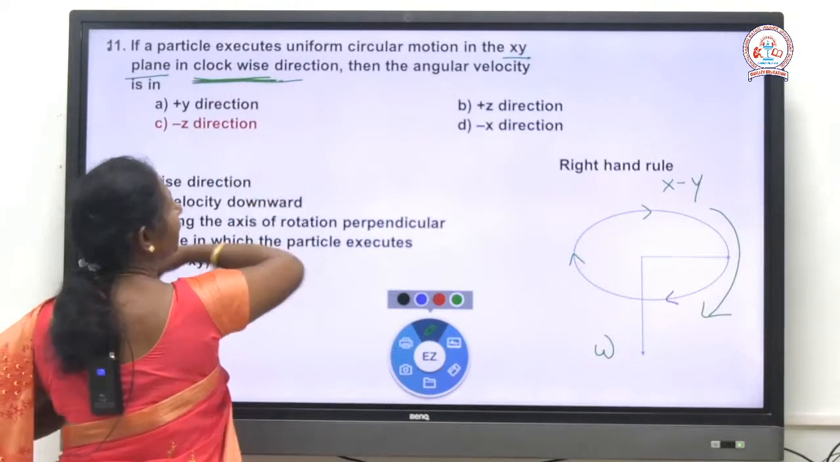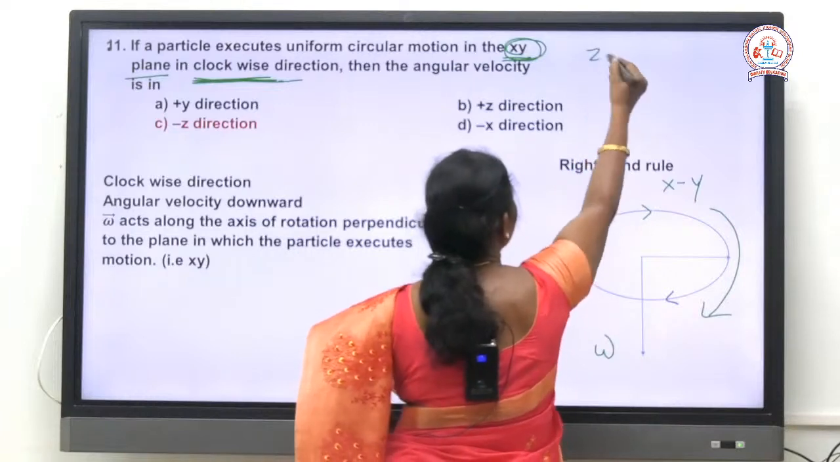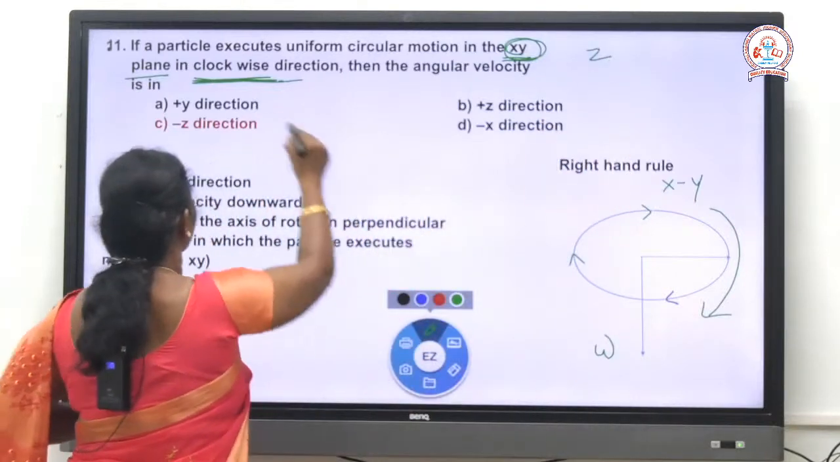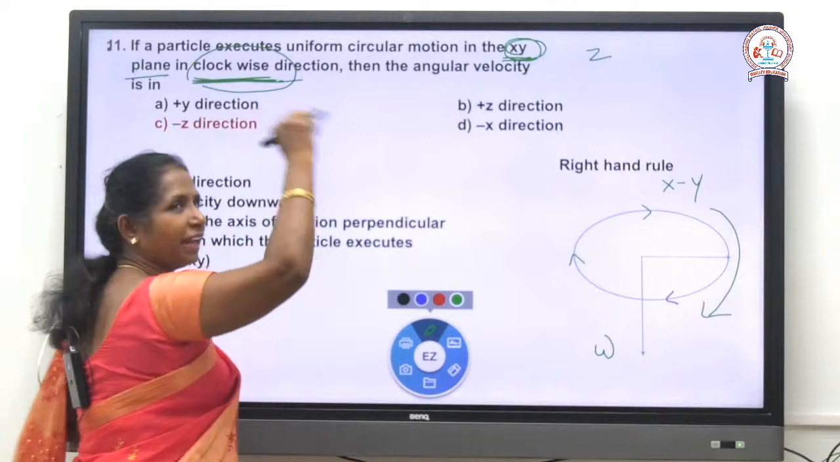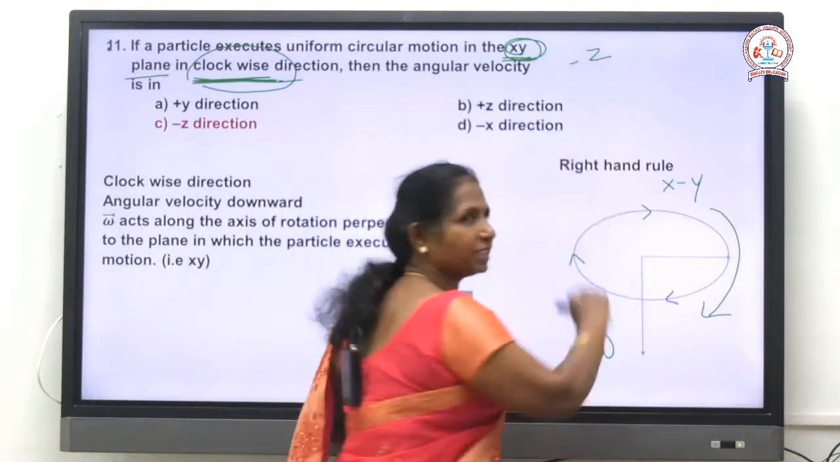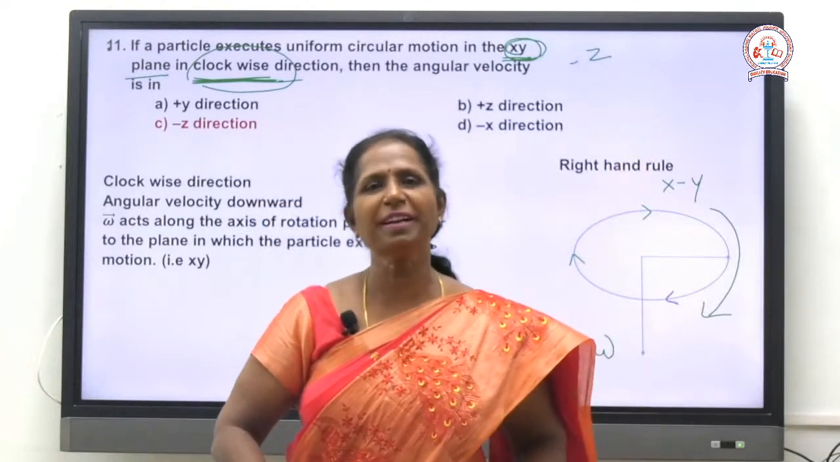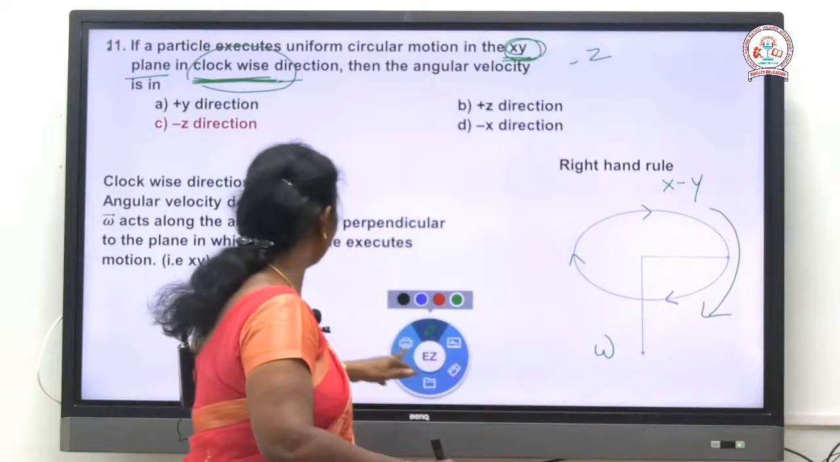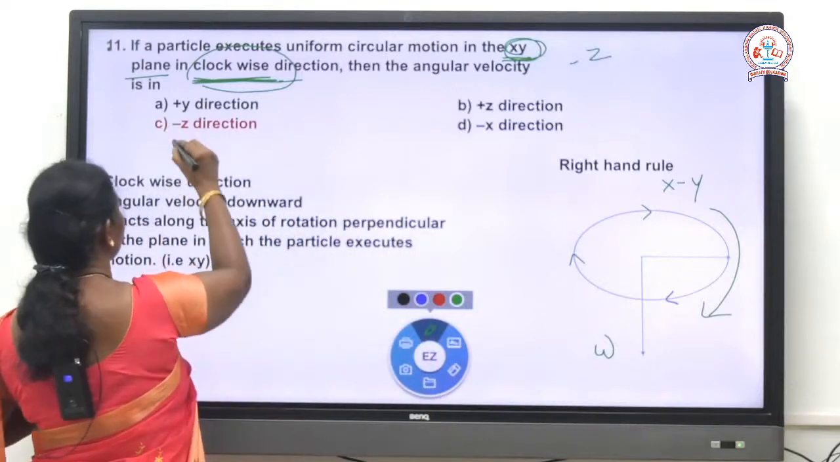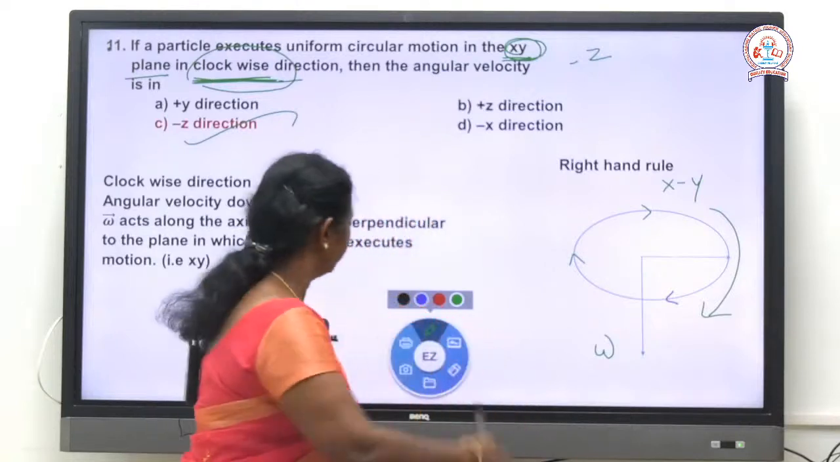Now here, the particle is moving in clockwise direction in the xy plane, so you must remember this. If the plane is xy, the final direction will be z. Clockwise means downward, so downward means minus z. Upward means plus z, downward means minus z. So what direction will angular velocity be? Angular velocity will be in minus z direction. Are you all clear?